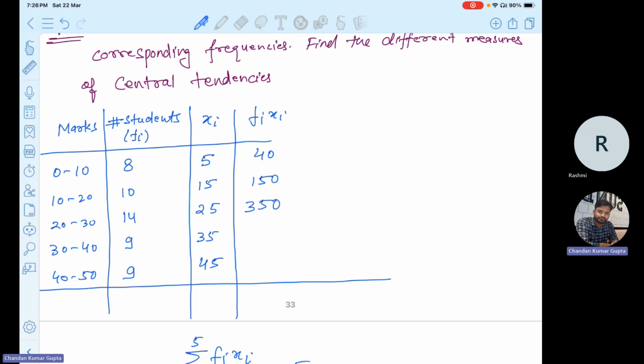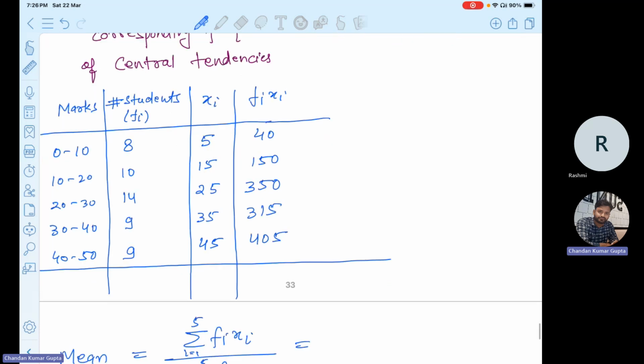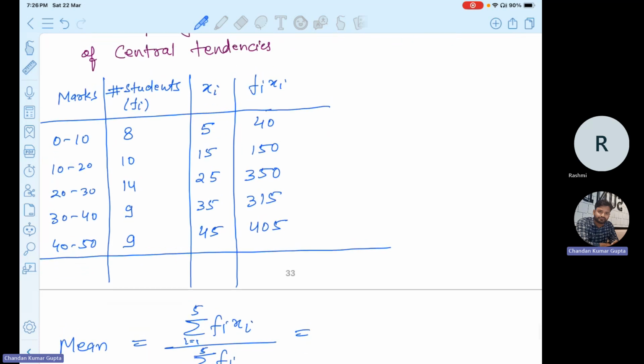Okay. And then 9 into 35, it's 315. And 45 into 9, that is 405. Okay, so we are using the direct method, the direct approach, to calculate the mean because it is a simple number. If we are dealing with larger numbers, then we make some assumption, so you use the assumed mean method or step deviation method to calculate the average value or the mean value.